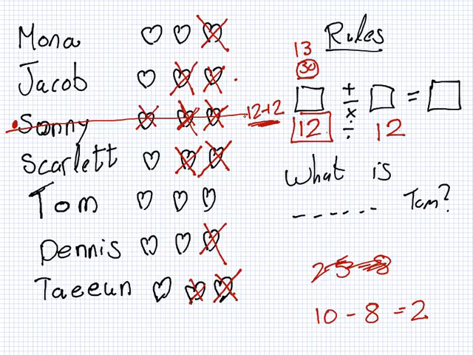Okay, go ahead, Scarlett. What is 2 multiplied by 10? Oh, Tom. Okay, go on, Tom. Now give Tom a hard one now. What is 6 into 12? 2. Okay, go ahead, Dennis. What is the sum of 1, 6, 8, 9? Tom.